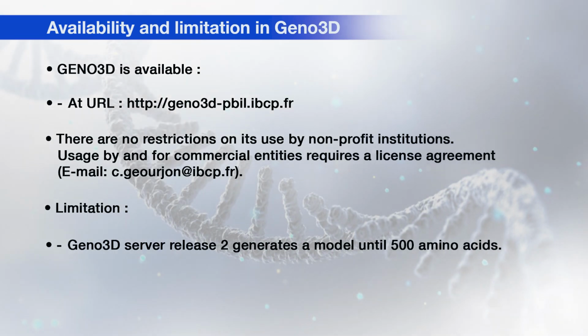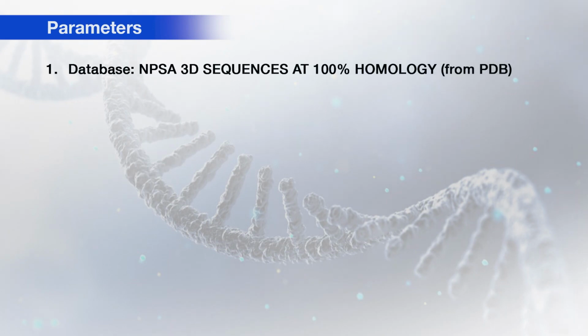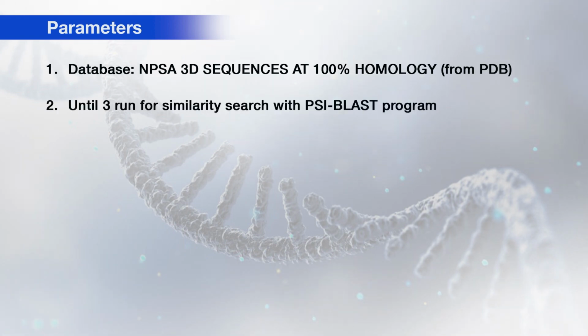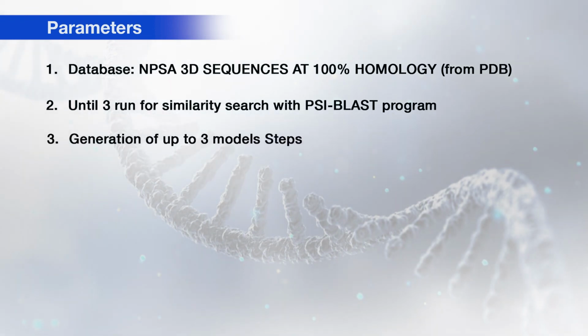What are the limitations? The Geno3D server is able to generate a model only up to 500 amino acids, and it considers those parameters. So, we can only generate a model up until 500 amino acids. By default, the modeling process makes use of databases and PSA 3D sequences at 100% homology from PDB. After that, it runs a similarity search with SciBlast. What is SciBlast? A Position Specific Iterative Basic Local Alignment Search Tool program will be utilized. Generation of 3 models will be used as a step.